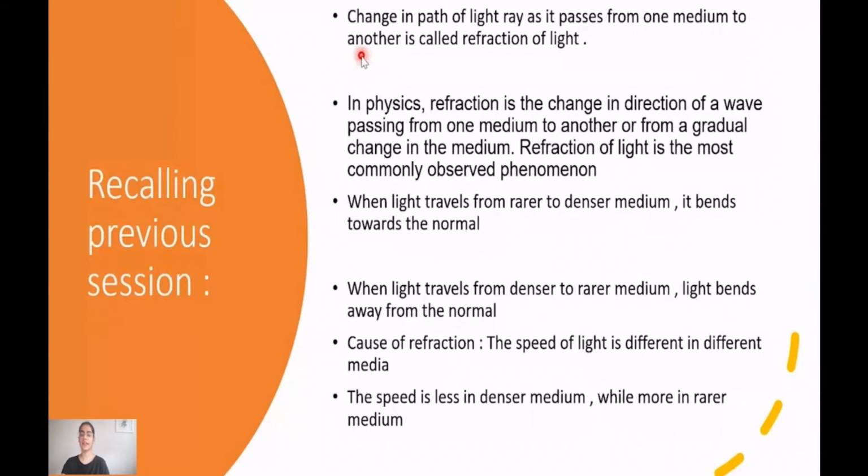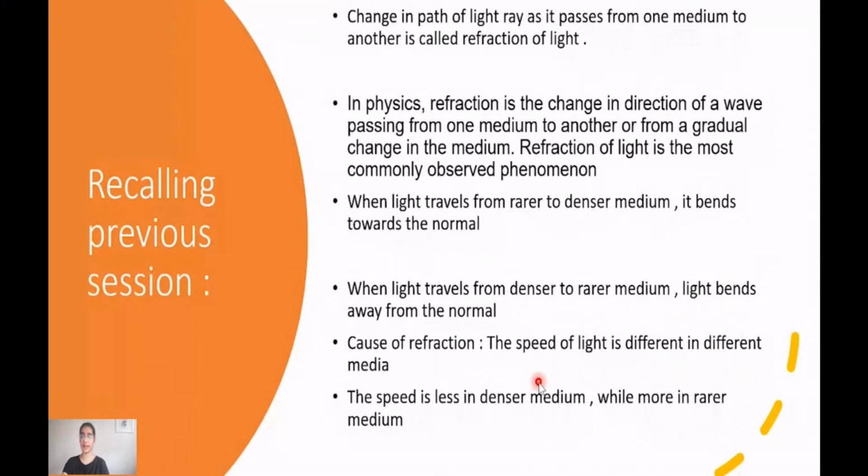So, when light travels from a rarer to a denser medium, it will bend towards the normal. When light travels from a denser to a rarer medium, light bends away from the normal. This is due to the change in speed of light. The cause of refraction is that the speed of light is different in different media.